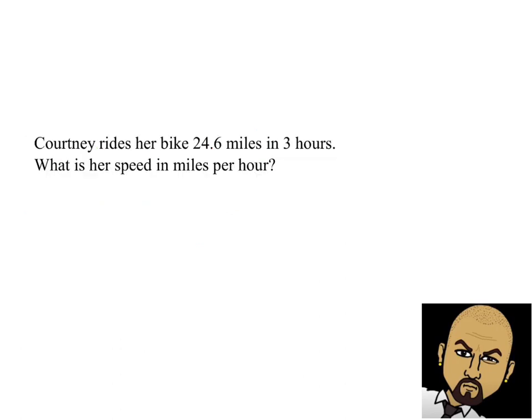Let's try another problem here. Courtney rides her bike 24 6/10 miles in 3 hours. What is her speed in miles per 1 hour, which is per hour? And so again, we're talking about miles and hours. We got the miles, that's in plural form, so that you know that's going to be more than 1. And per hour is going to be per 1 hour. And so the hours are going to go on the denominator, and the miles are going to go in the numerator. And so after you put in your units, that's going to give you the miles per hour, which is the miles divided by hour.